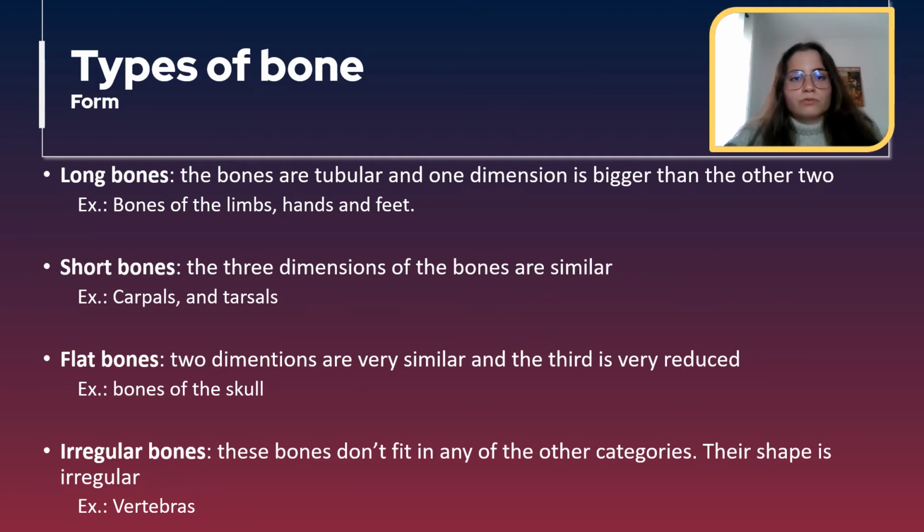There are long bones, where one dimension is bigger than the other two and is tubular. These bones are found in the limbs, the feet and the hands, for example, the femur, the humerus, etc. The short bones are bones where the three dimensions are similar, like the carpals and tarsals. The flat bones have two very similar dimensions, and the third is very reduced. And these are the bones present in the skull.